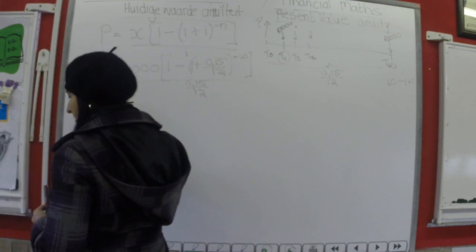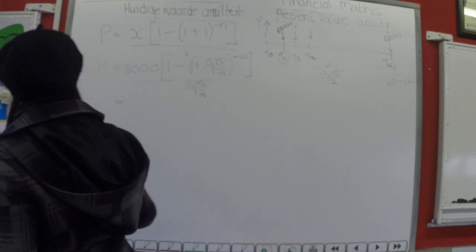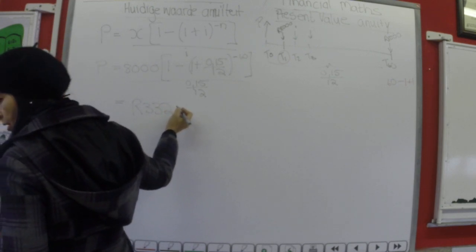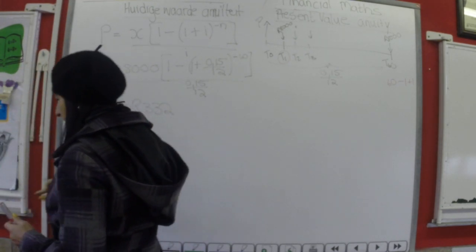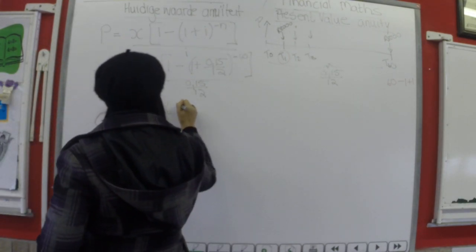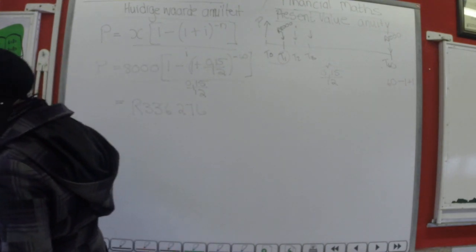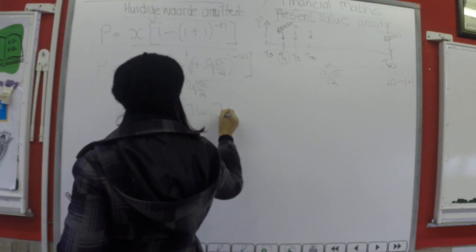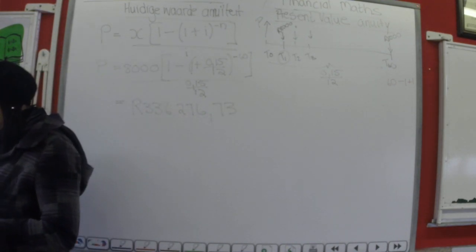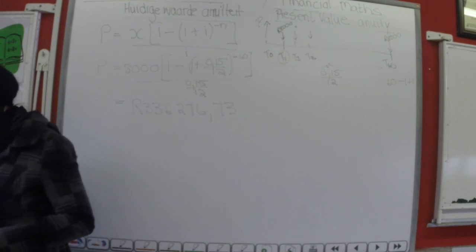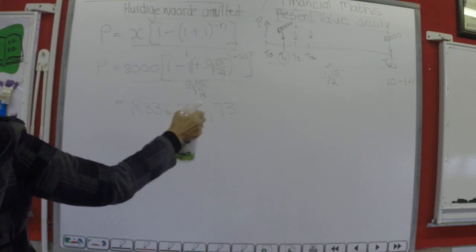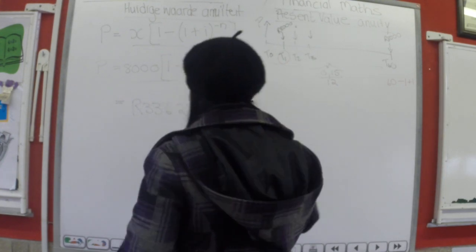Now you can put this into your calculator just as it is, and people can afford a vehicle of 336,276.73. Dit is die voertuig wat Mpo kan bekostig. Goed. That's an example of a present annuity. Hoor verstaan maar.